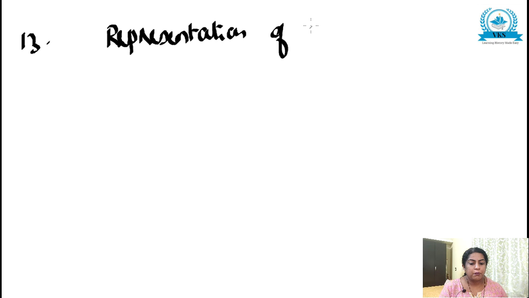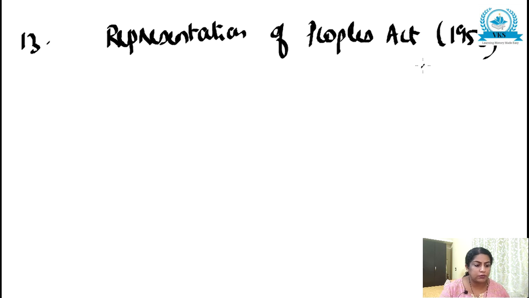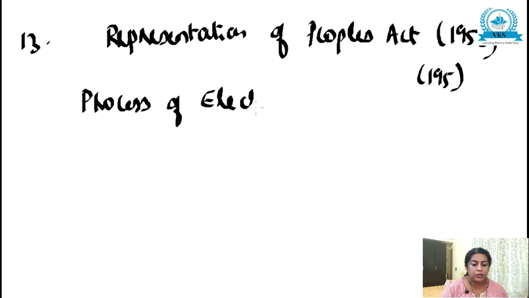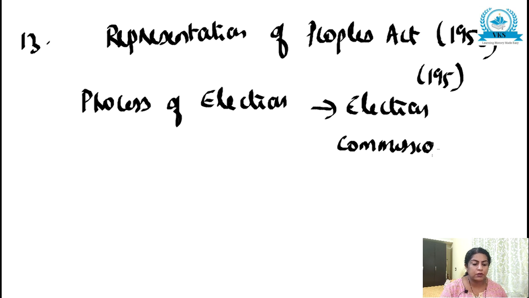Now the next one, the 13th power or function of the Election Commission, is as per the Representation of People's Act, RPA of 1950 and 1951. The Election Commission of India conducts the whole process of election. So, all these were the powers and functions of the Election Commission of India.